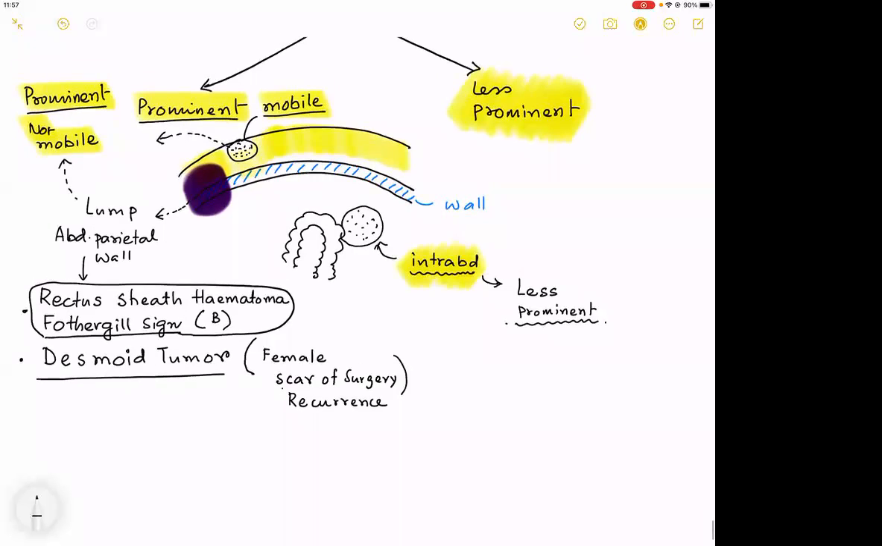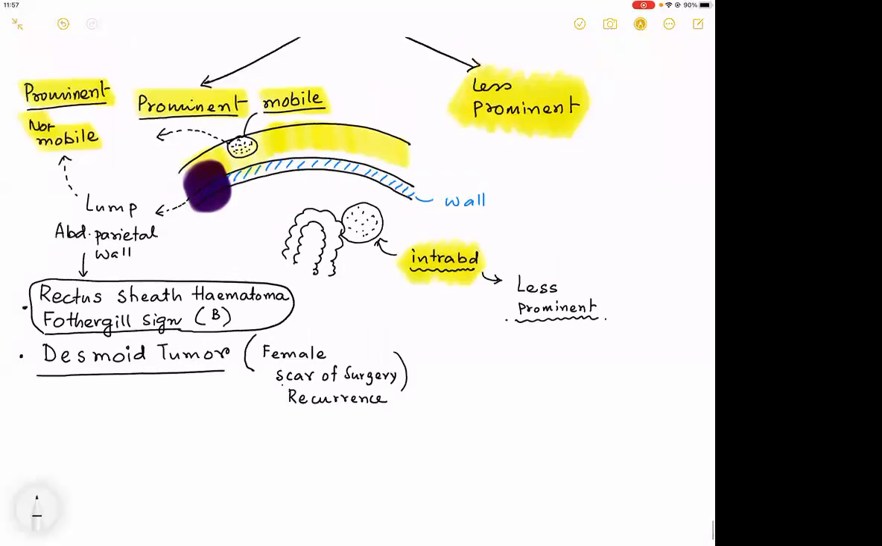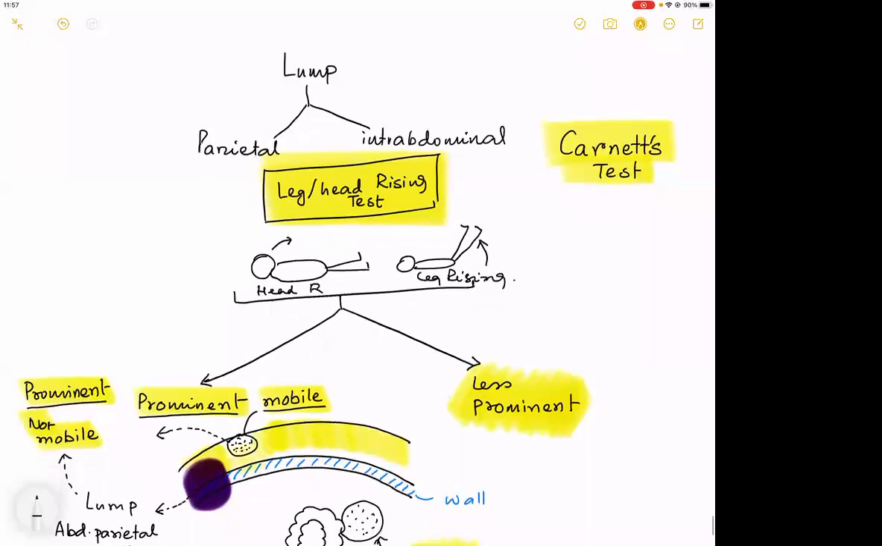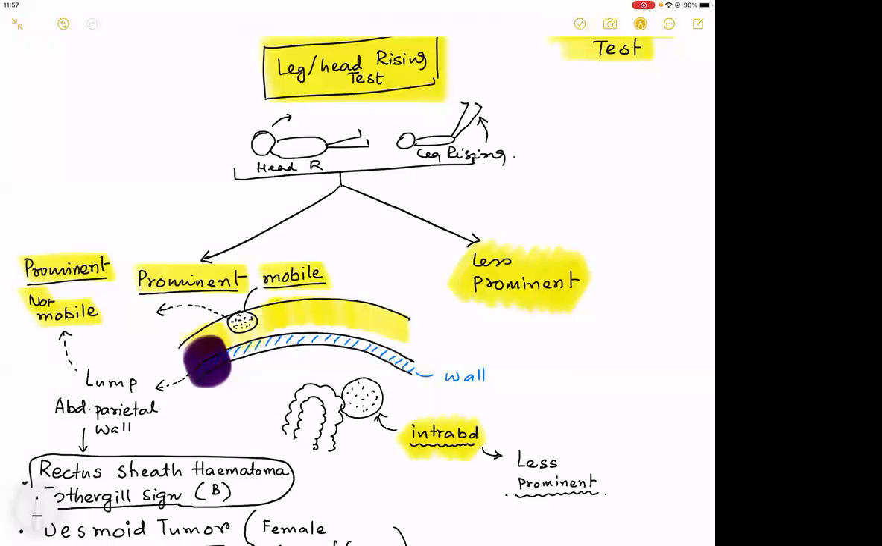So leg raising test will not tell us the mobility? So the leg raising test is where you ask the patient to raise the leg or the head, not both, and then you palpate the lump and try to move it. If the lump is prominent, try to move the lump. If it is prominent and mobile, that means it is in subcutaneous tissue. If it is prominent, not mobile, that means it is in the abdominal wall.